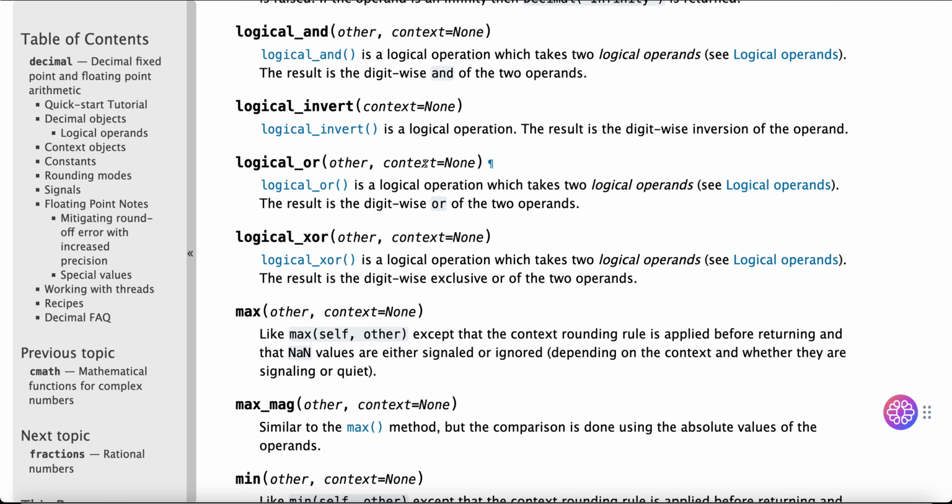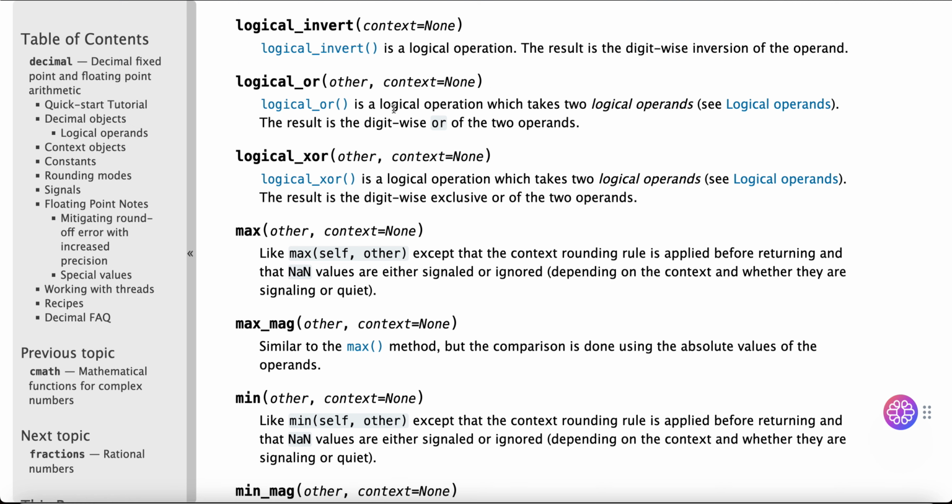logical_or, other, context is equal to none. Logical OR is the logical operation which takes two logical operands. The result is the digit-wise OR of the two operands. logical_xor, other, context is equal to none. Logical XOR is a logical operation which takes two logical operands. The result is the digit-wise exclusive OR of the two operands.